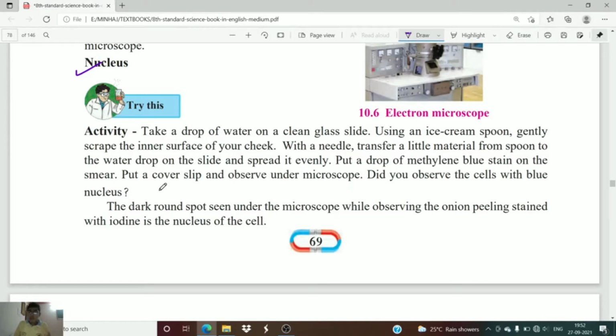Now this is a very simple experiment where we can observe the nucleus of a cell, and we are going to extract this cell from our own cheek.